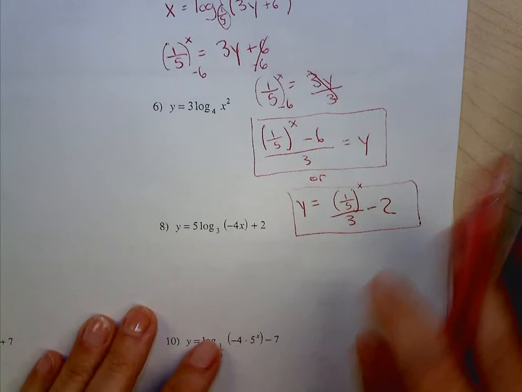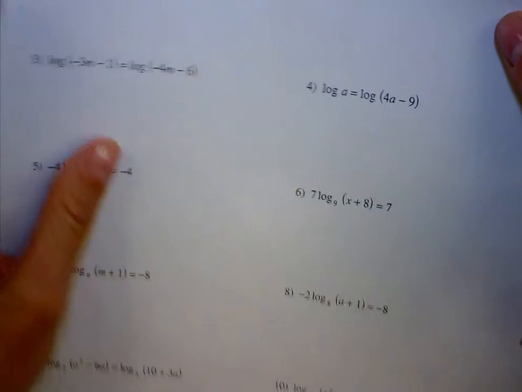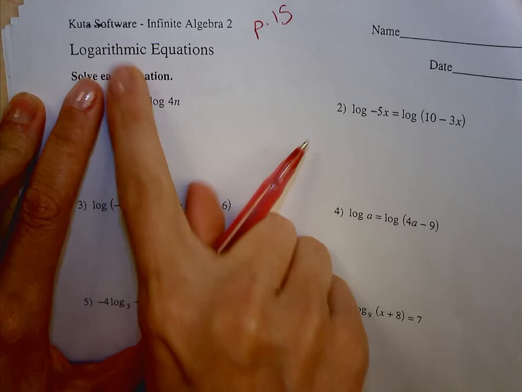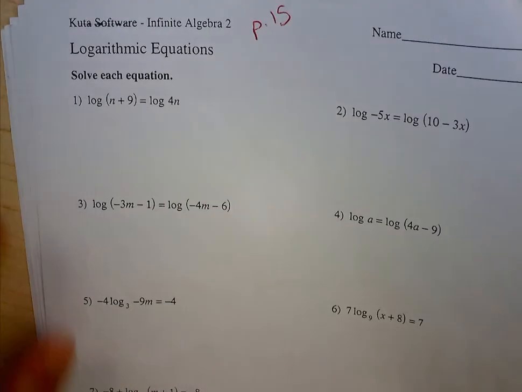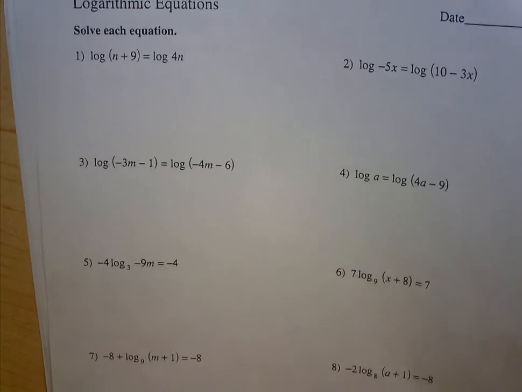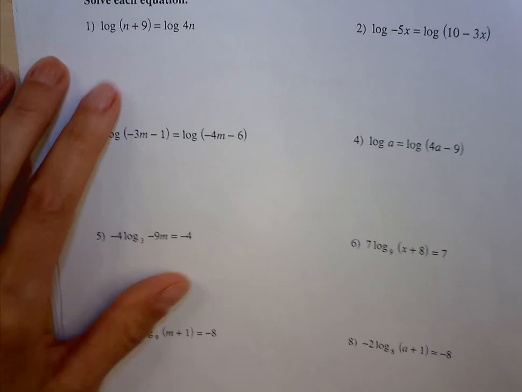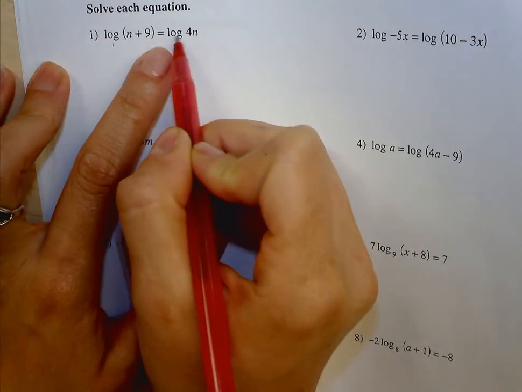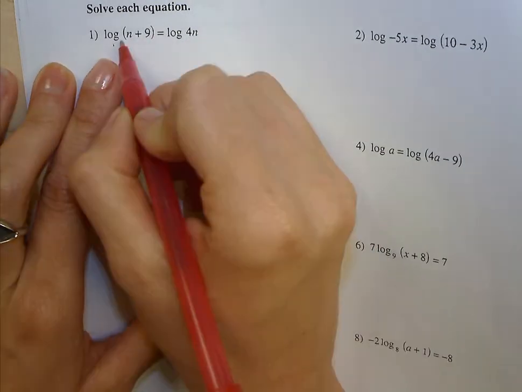Alright. Let's turn the page over. I'm now on page 15, and I'm looking at logarithmic equations. So, you can solve for the exponent. Let's look at this first example. Log of n plus 9 is equal to log of 4n. Now my bases are the same. This is like an invisible 10.